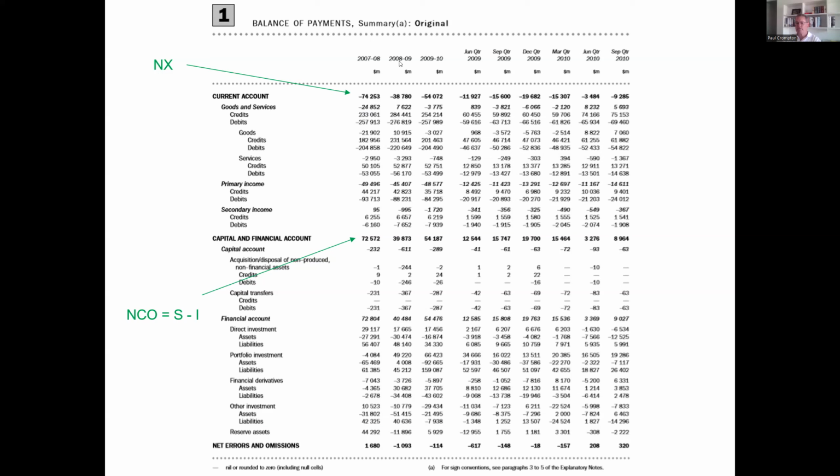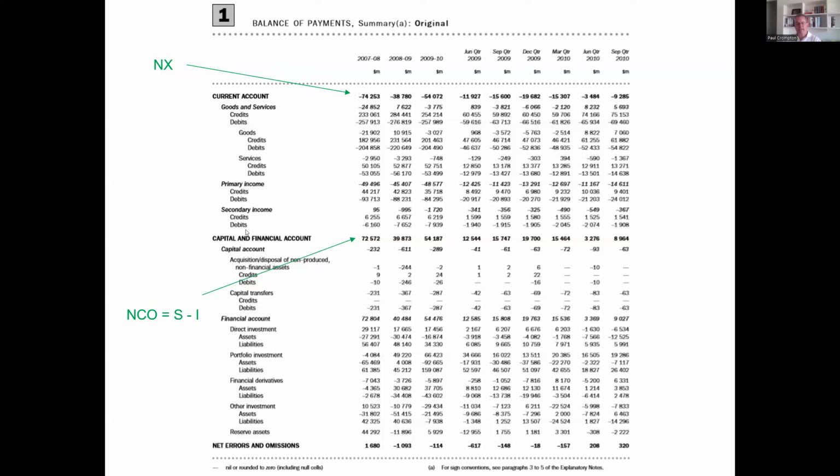The next year, 2008-2009, the goods and services balance changes to 7.622 billion. It's a positive number. That means a net inflow of money associated with goods and services trade. That can only happen if exports are greater than imports. So hopefully you're getting the idea.